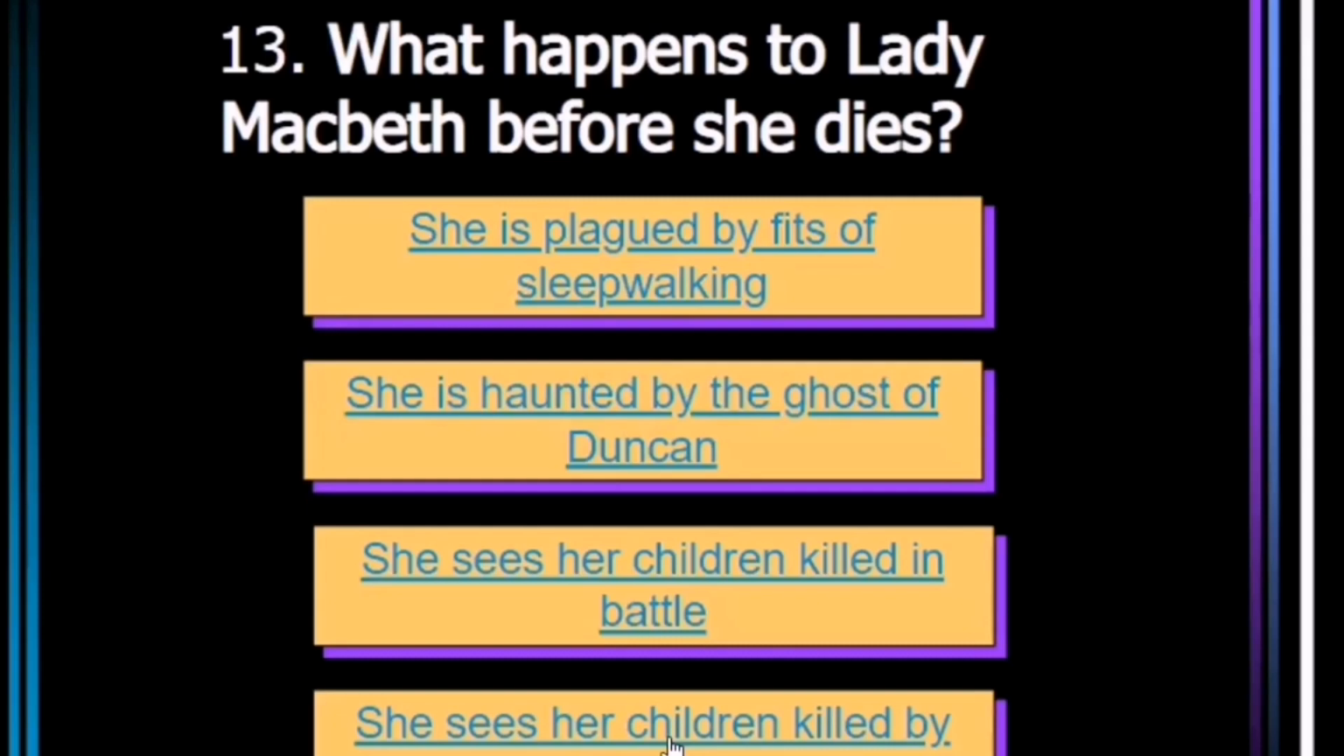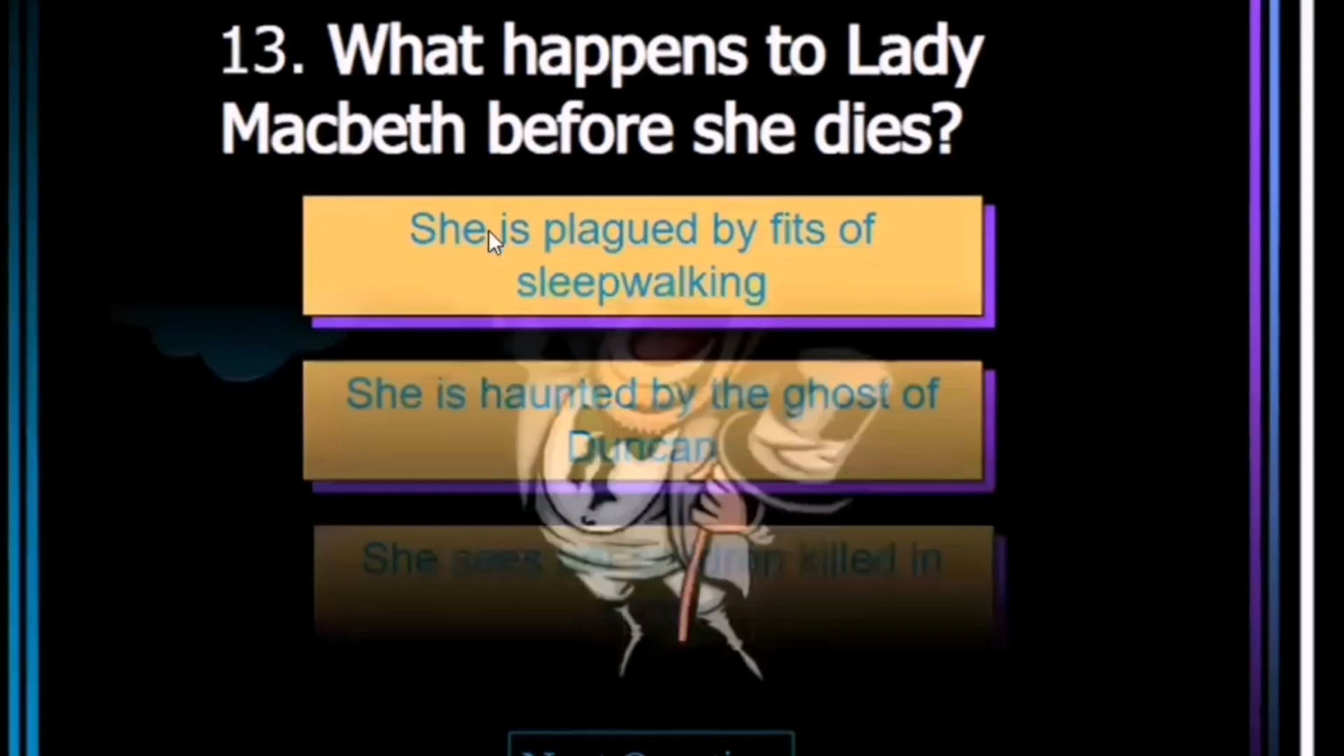What happens to Lady Macbeth before she dies? She is plagued by fits of sleepwalking. She is haunted by the ghost of Duncan. She sees her children killed in battle. She sees her children killed by Macbeth. Which is the correct answer? Okay, she is plagued by fits of sleepwalking.